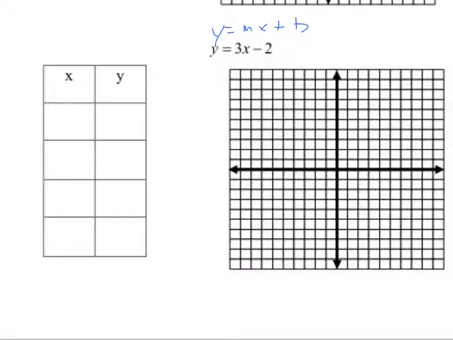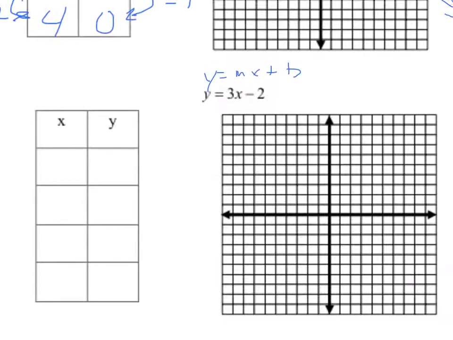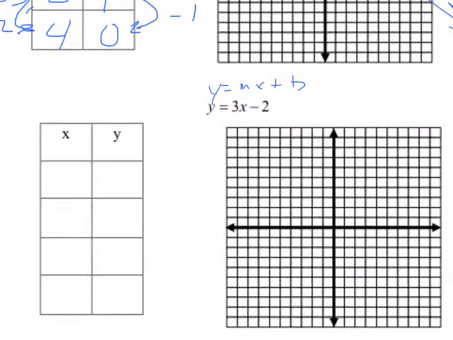What is it that I can do to fix this equation so it does fit the form of y equals mx plus b? What is it that I can do? Najari. You change the slope to 3 over 1, and then you add a plus because you change the positive 2 into a negative 2.